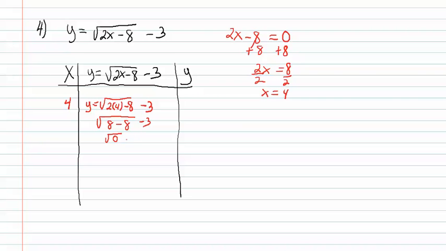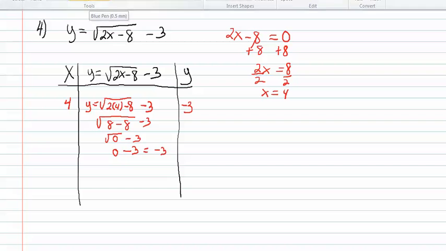But we still have this minus 3. So what's the square root of 0? 0. 0 minus 3 is negative 3, and that is going to be your y. Okay, let's change the color. We're going to do 3 of these, remember?